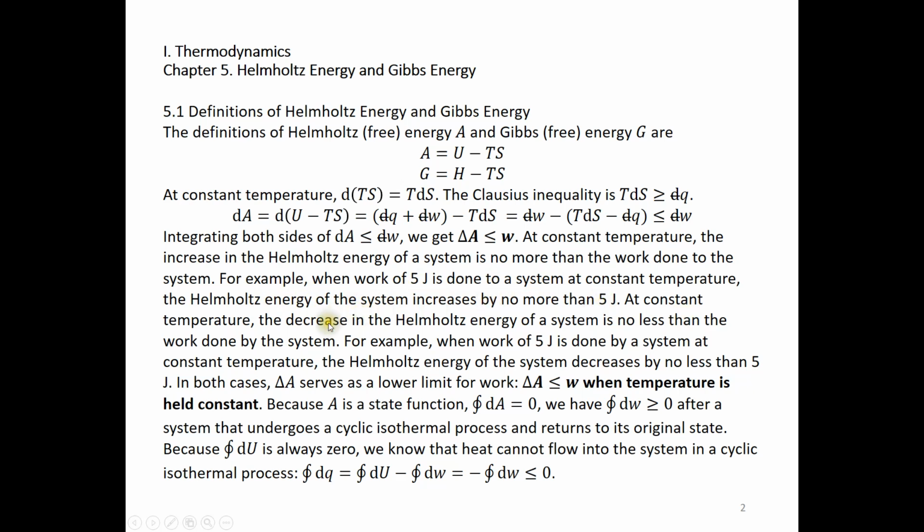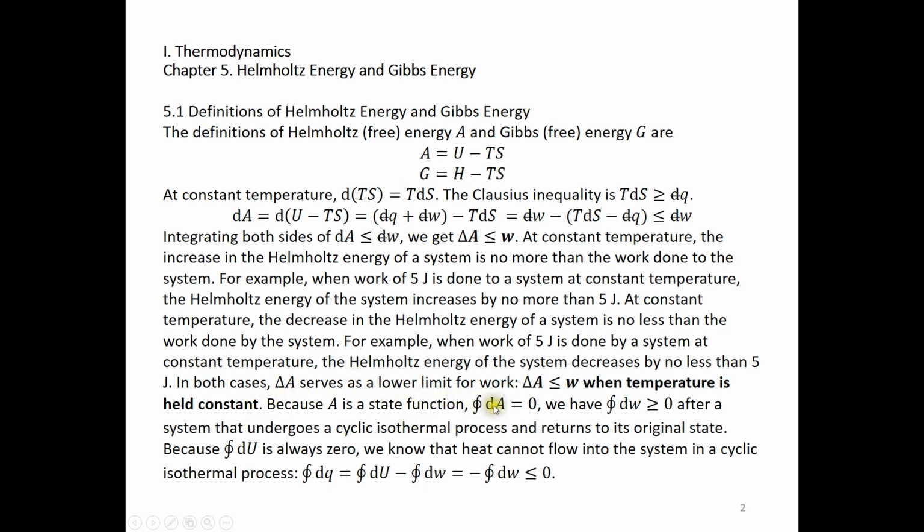At constant temperature, the decrease in the Helmholtz energy of the system should be no less than the work done by the system. If work of 5 joules is done by a system, that means this W is negative 5 joules. Delta A should be less than or equal to negative 5 joules. That means it's going to be more negative than negative 5. And in this case, the Helmholtz energy of the system decreases by no less than 5 joules. In both cases, delta A is the lower limit for work. Again, delta A is less than or equal to W when temperature is held constant.